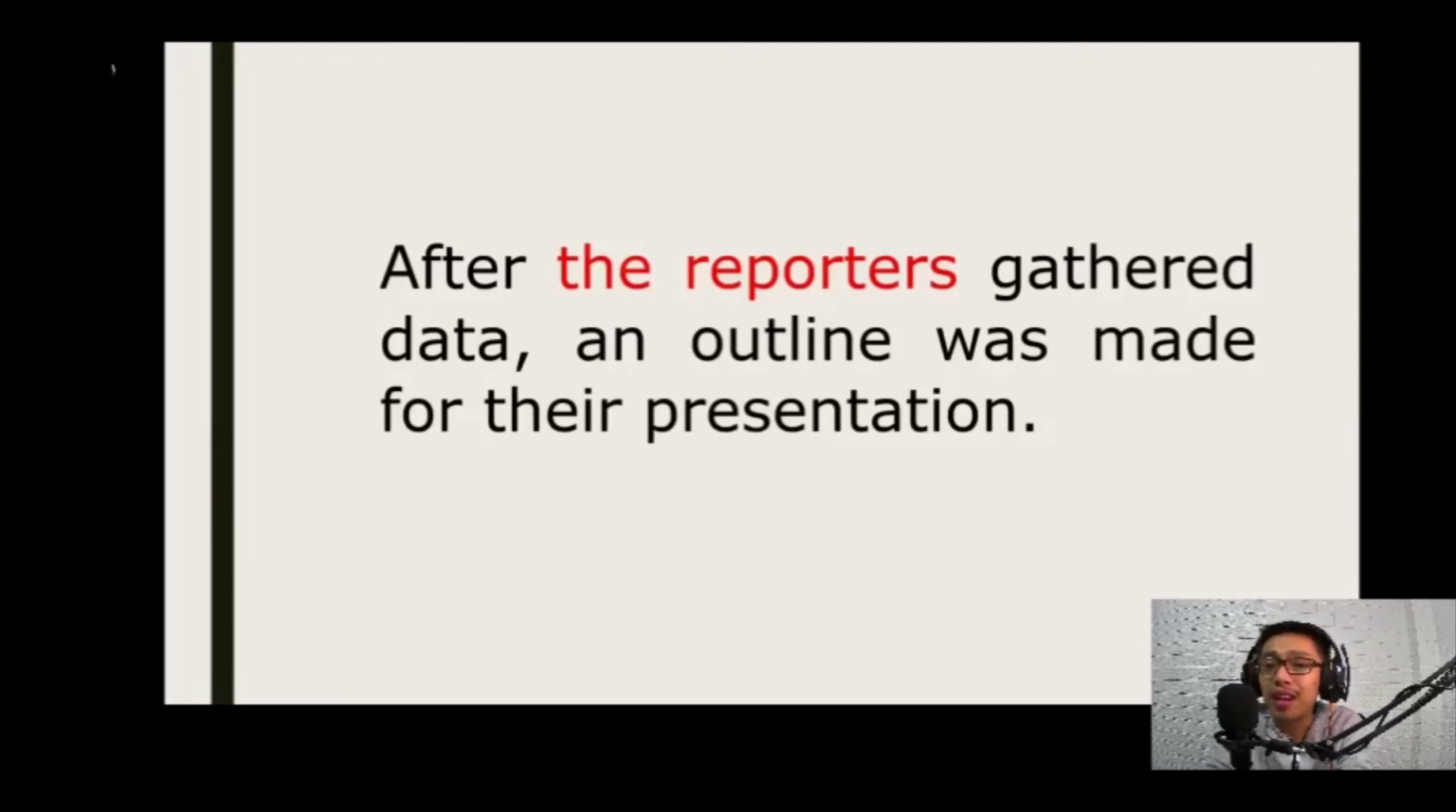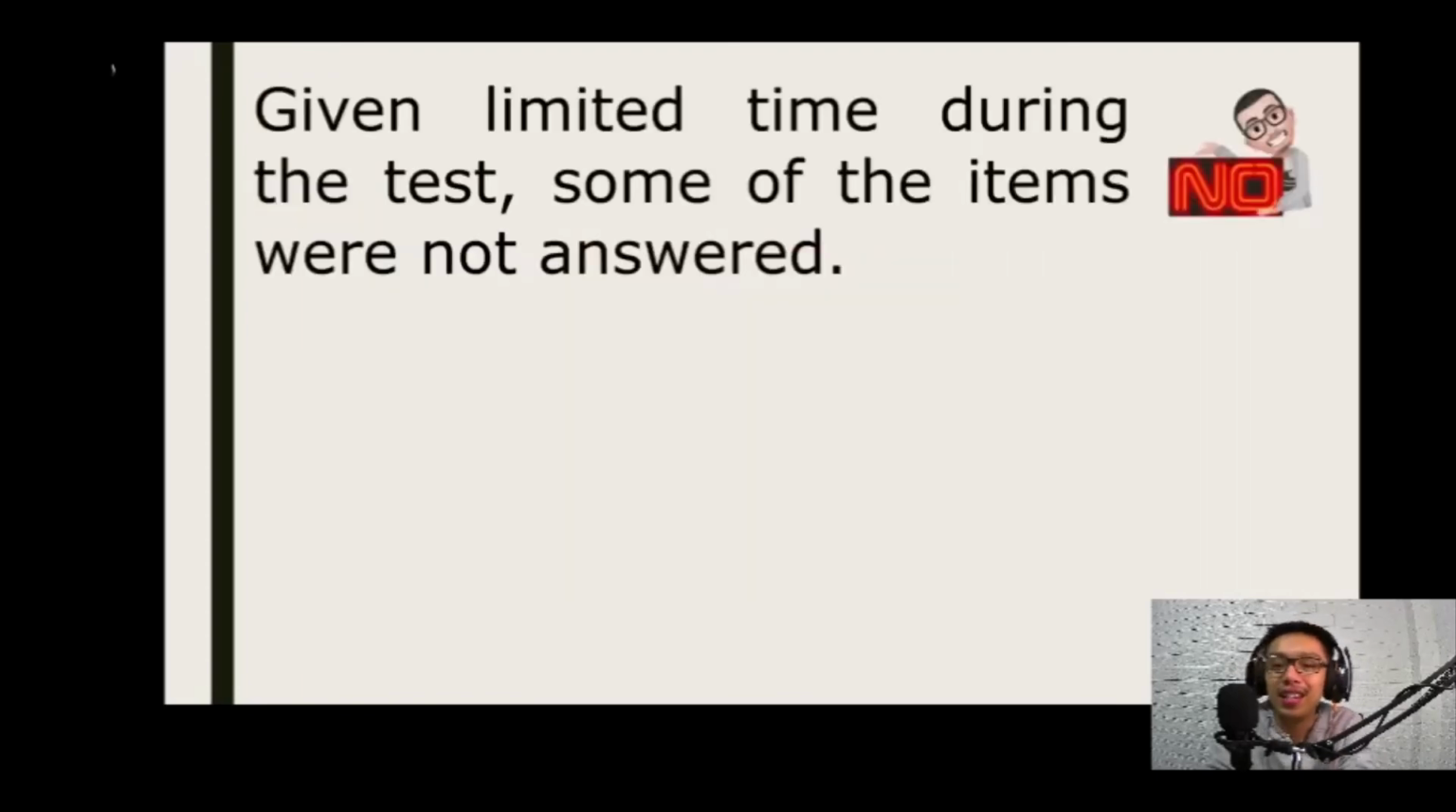We can also correct the sentence by doing this. After the reporters gathered data, an outline was made for their presentation. Okay, so there, we again inserted the word reporters to make the idea complete. There. And we have another sample. Given limited time during the test, some of the items were not answered. So obviously, there's something wrong in this sentence. We don't know who were given limited time during the test. And we don't know who are those people who were not able to answer some of the items. So we need to provide the missing information.